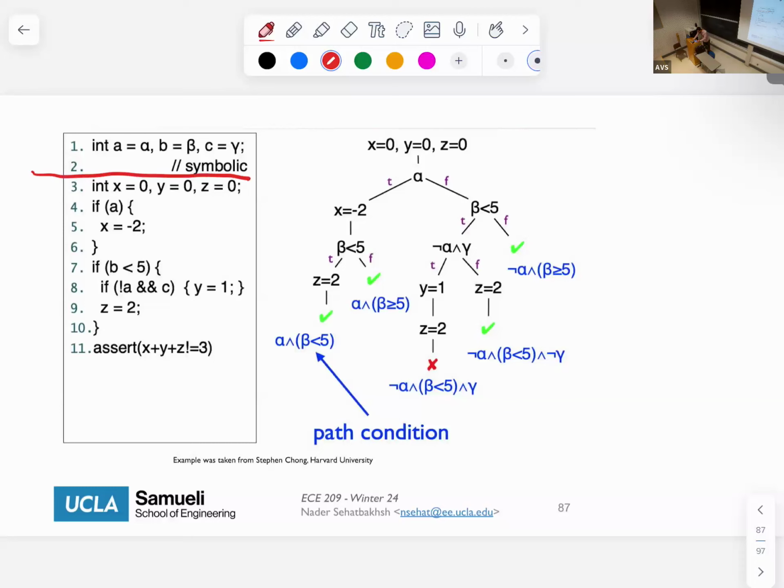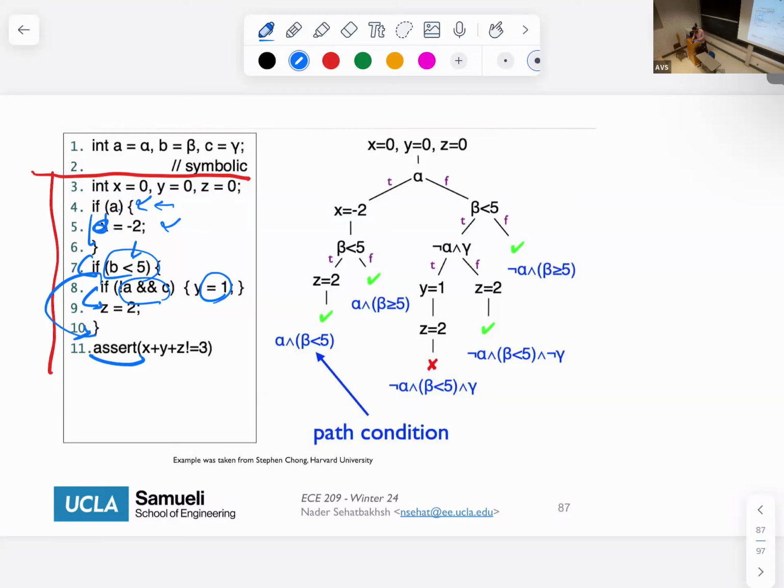Let's say this is your code. You have X, Y, and Z. These are your local parameters. Then you have a series of if-then-elses. For example, if A is true, then X is equal to -2; if B is less than 5, and if A and C is something, and then we assert something at the end. So this is your control flow. Based on the condition of A, you're going to either run this or skip this and run this. And then again, based on this condition and these two conditions, you're going to either run this or skip and run this, and so on and so forth.